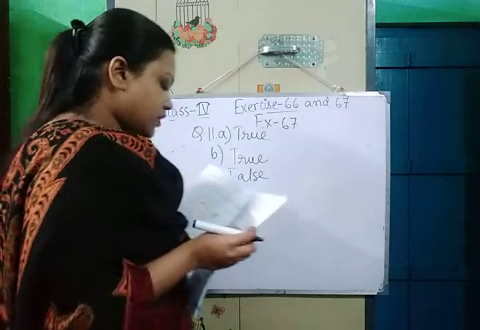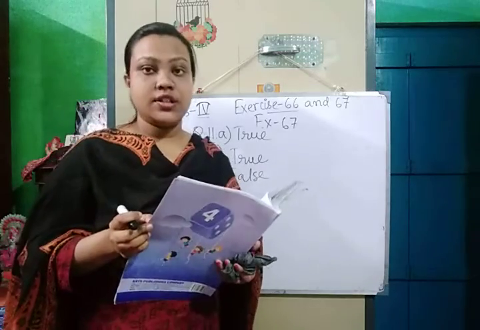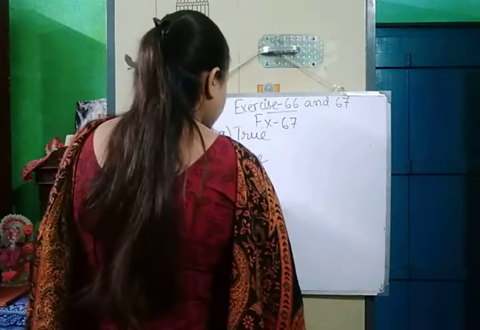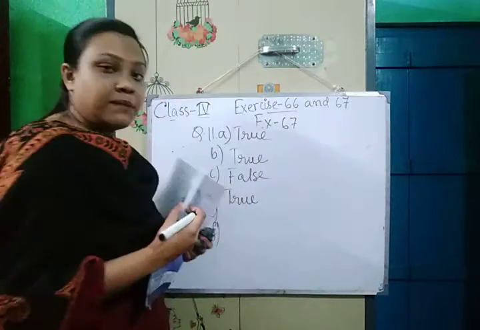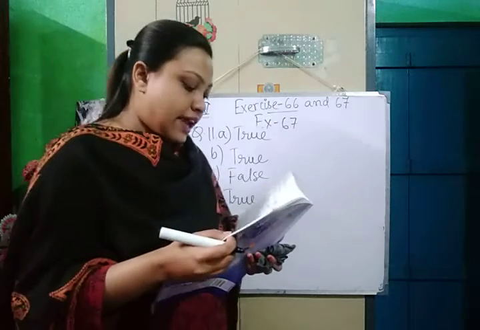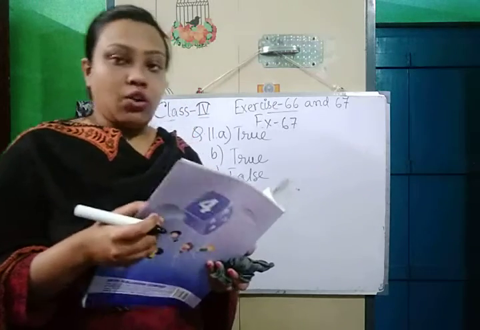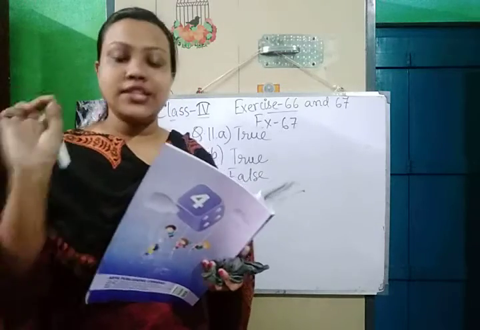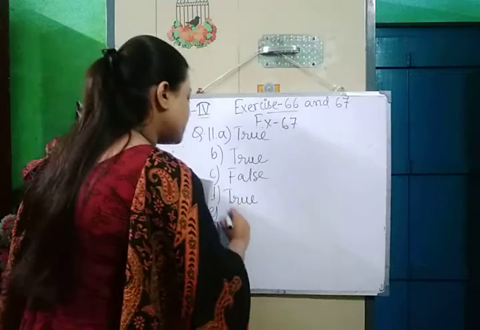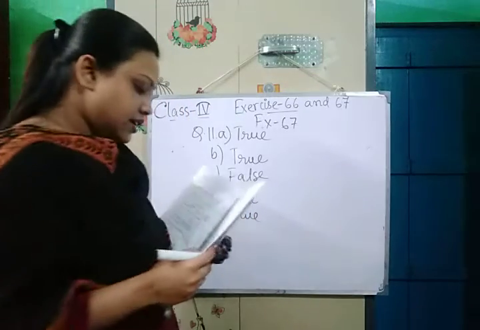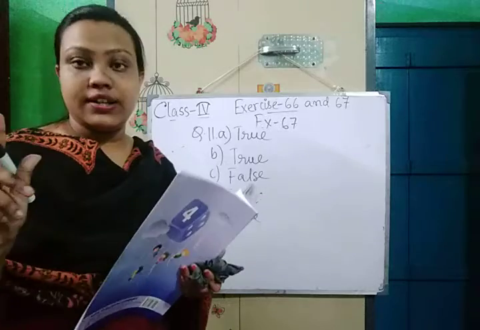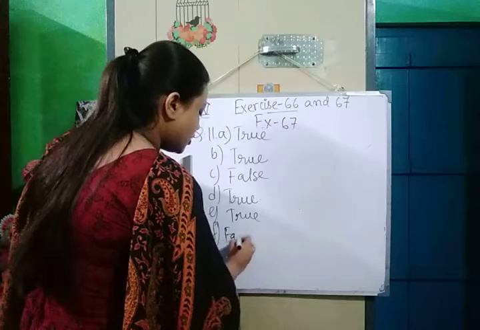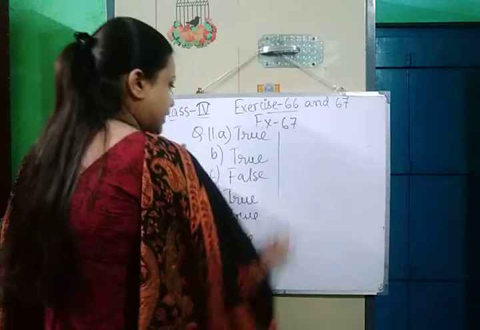Next is, a square is a polygon. A square is a polygon, so it's a true statement. Yes, a square is a polygon because it's made up of line segments only. Next, diameter of a circle is also a chord. Yes, definitely diameter of a circle is also a chord, but it's passing through the center only. So it's again true. Last one, a triangle has 4 vertices. No, a triangle has 3 vertices. So it's a false statement. Okay, done.